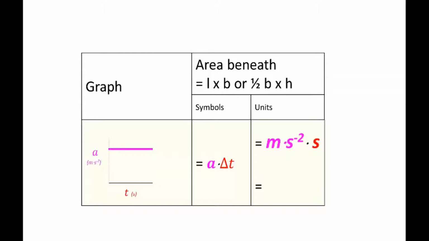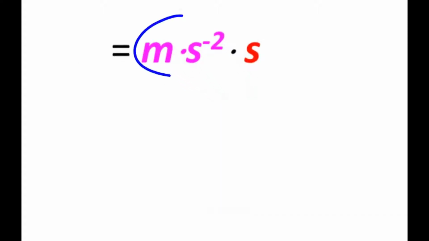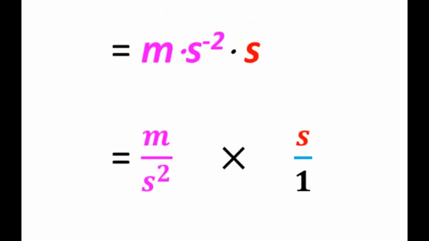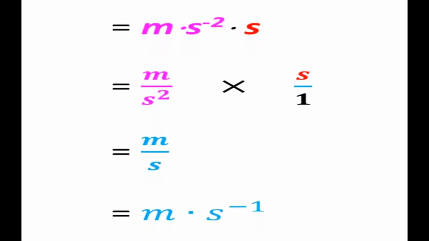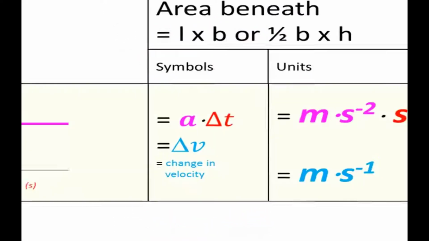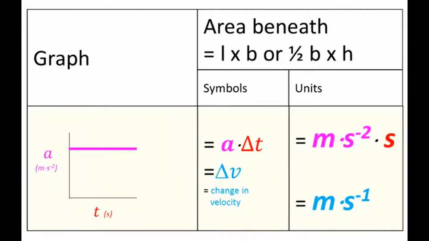Let's use the units to help us. The unit of acceleration is meters per second squared. The unit of time is seconds. Meters per second squared multiplied by seconds equals meters per second. The area underneath an acceleration time graph tells us the change in velocity for that interval.